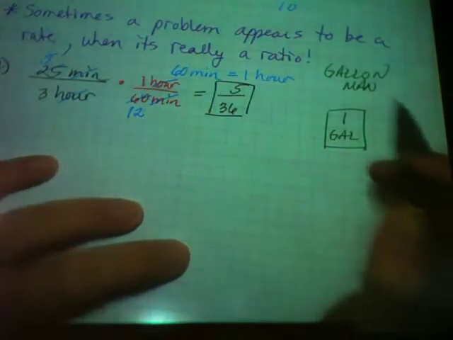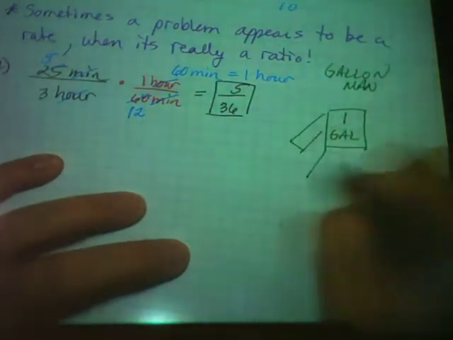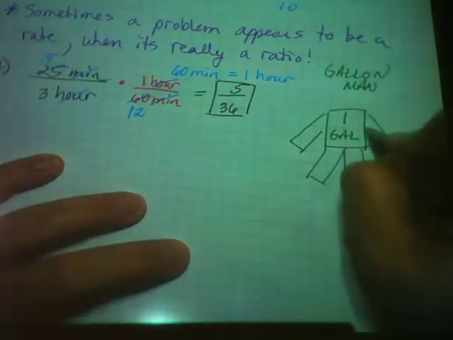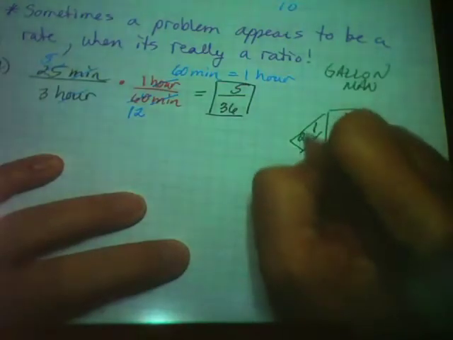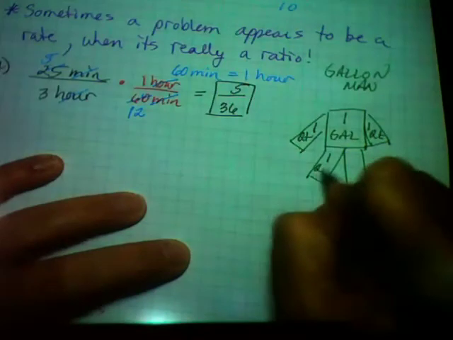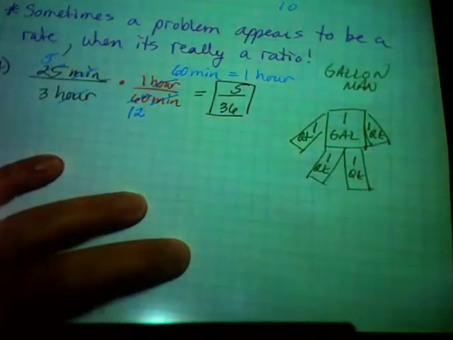How many quarts are in a gallon? That's perfect for our arms and our legs. So this is 1 quart, 1 quart, 1 quart, and 1 quart. So there are 4 quarts in 1 gallon, right?